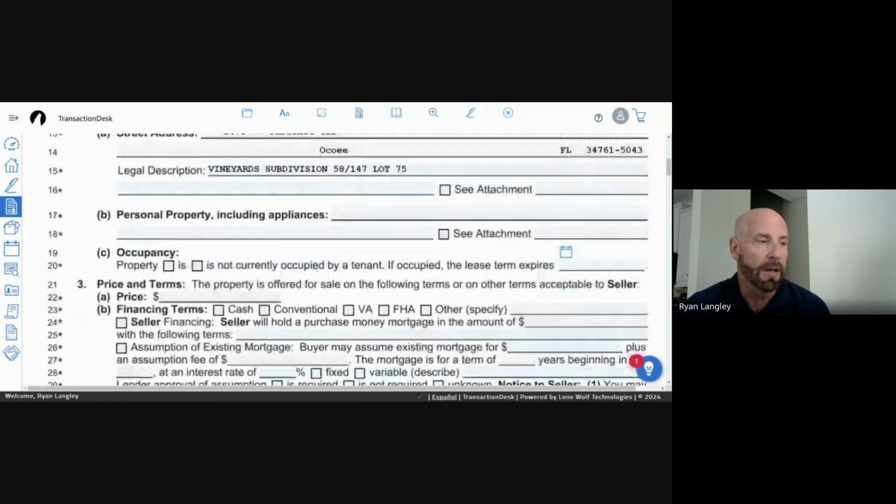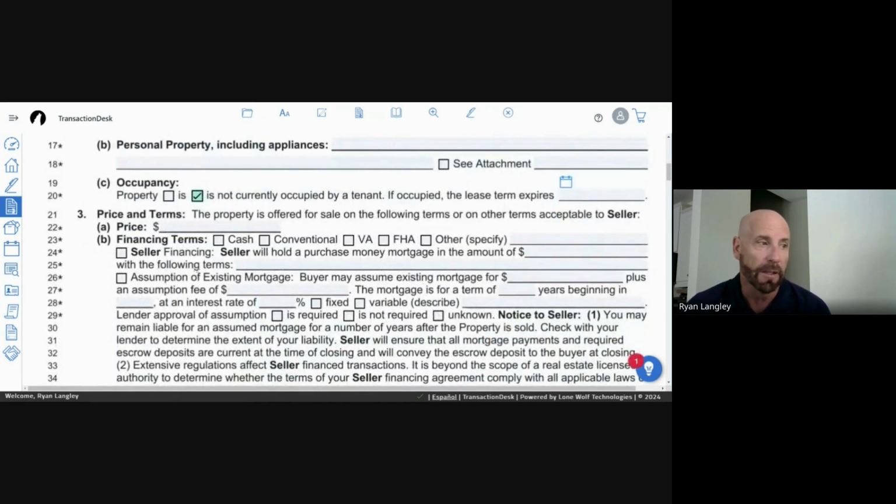Is it currently occupied by a tenant? Okay, that only means a tenant, not the owner. So if the owner is still living there, it is not currently occupied by a tenant. Obviously, if it's rented out, it is, and you put the expiration of the lease. I've had that question also. The owner's living there. Is that a tenant? No, that's the owner.